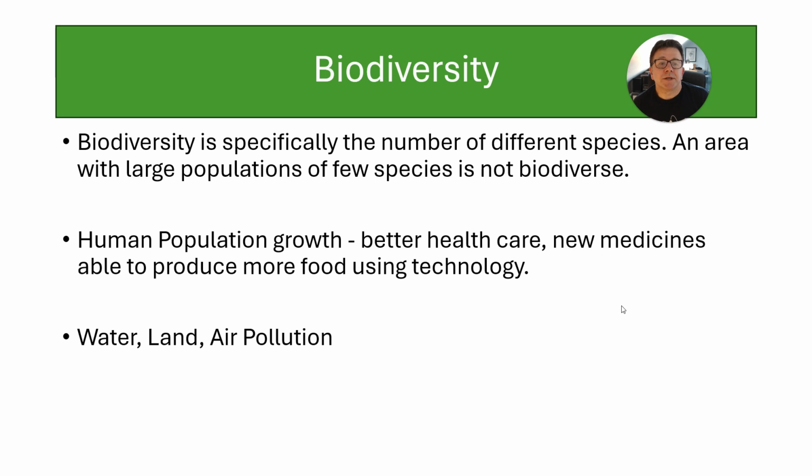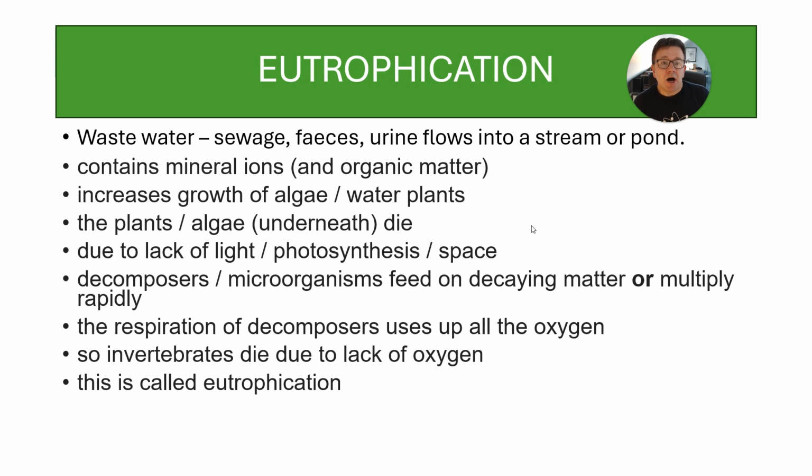Biodiversity: looking at the numbers of different species, the more biodiverse, the more healthy the habitat is. Obviously it is affected by human populations, so you do need to know about water, land and air pollution. Higher tier, definitely eutrophication, so this is water. This is what happens when sewage, feces or urine is put into a stream or pond, which, as you know through the news, has been happening regularly. Again, this might be good for a 6 marker, so it might be good to learn this one through.